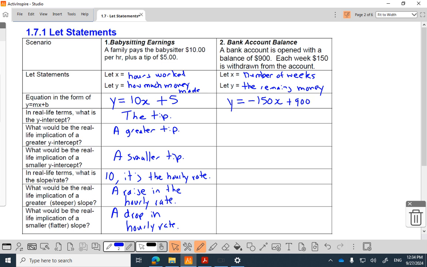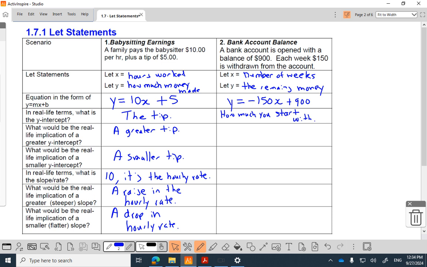So in real life terms, what's the y-intercept represent? What's this 900 represent as far as the situation is? Number of weeks. The bank account. How much you start off with? Yes, good, perfect. How much you start with.